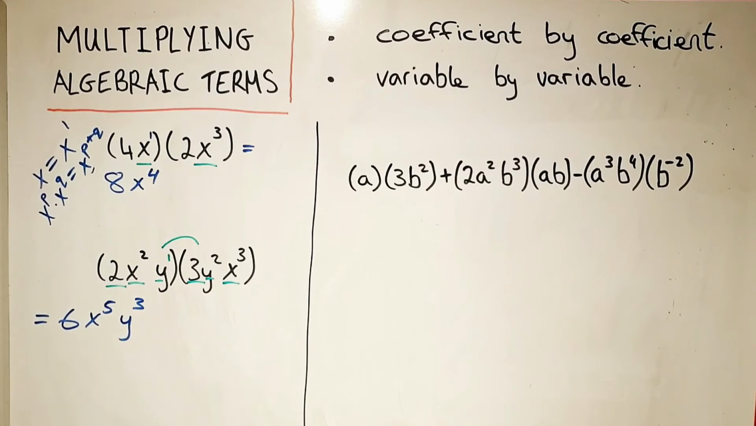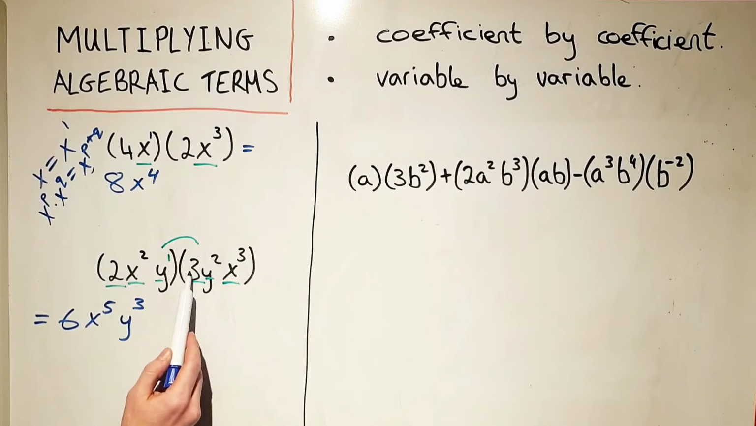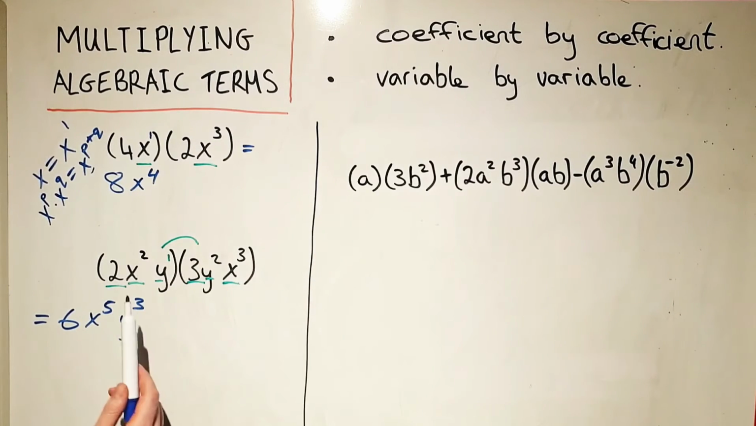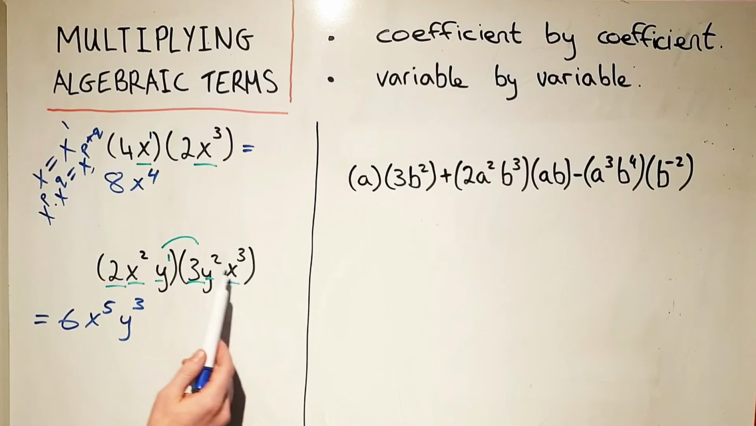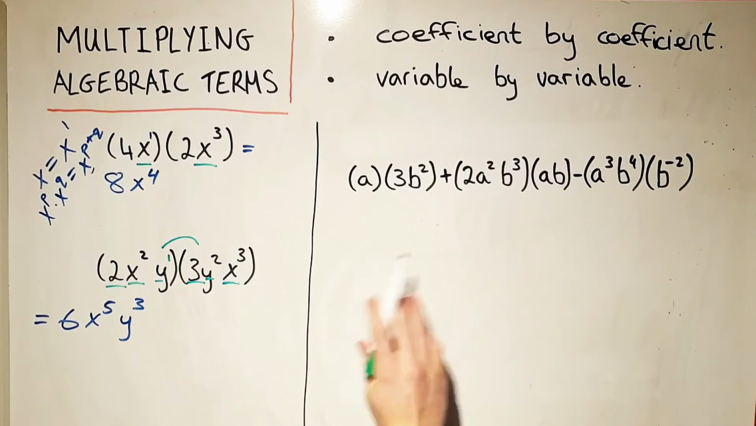And now that expression multiplied. So again, we multiplied the coefficient by the coefficient, and then we multiplied the variable by variable. So the variable first was the x by the x, and then the next variable was y by the y, which gave us this 6x to the 5y cubed. So that's the first two examples done. So the final example is quite a meaty one.